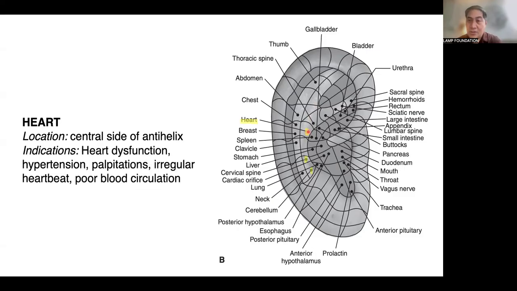Indications, of course, it's for heart dysfunction, hypertension, palpitations, irregular heartbeat, especially if you notice when doing the pulse, the rhythm would become irregular, no? And those with poor blood circulation. Have you tried looking at your feet?